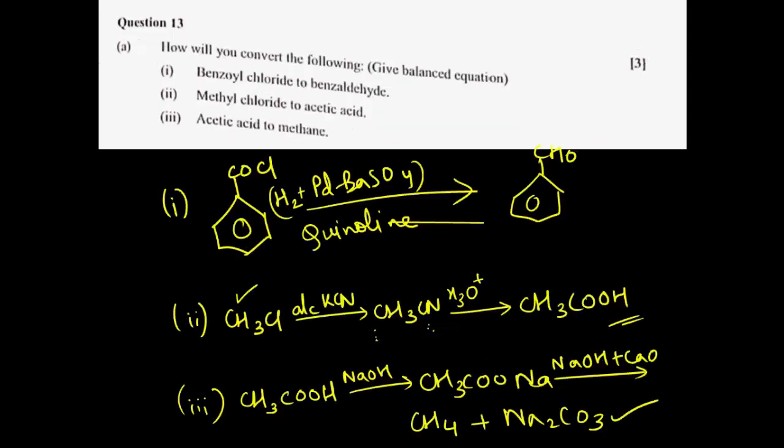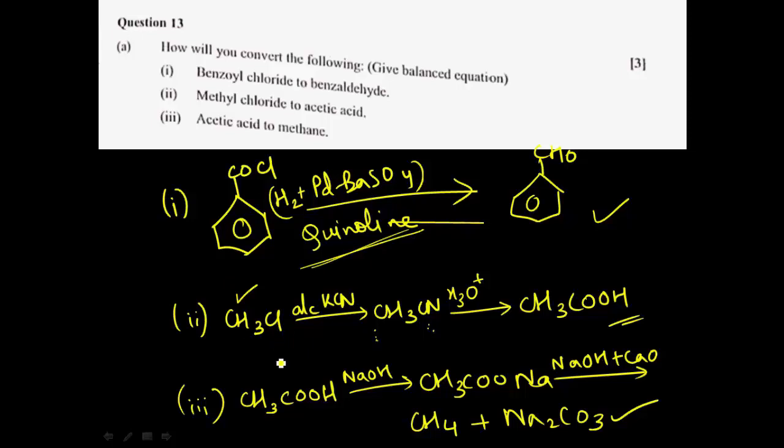Next, how will you convert this? Okay, I've written these conversions. The first conversion is benzoyl chloride to benzaldehyde. This is the Rosenmund reduction reaction, where we reduce the acyl chloride group or acyl halide group to aldehyde group by addition of hydrogen in presence of Pd/BaSO4 in presence of quinoline.